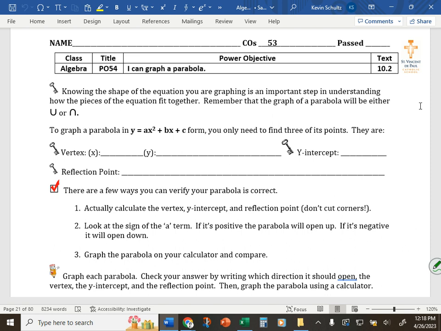There are actually 3 points that you're going to need to find to graph a parabola. The y-intercept, that's familiar. The vertex, that's familiar. And then what's called the reflection point. Because one characteristic of a parabola is that they are what? Symmetrical. Okay? So the reflection point is what kind of makes it symmetrical.